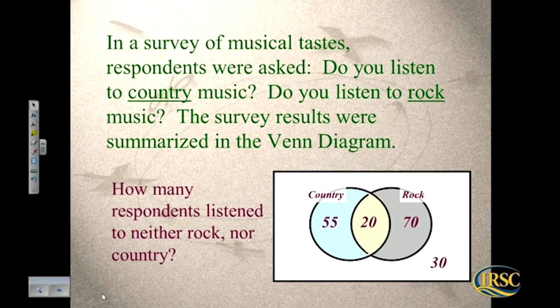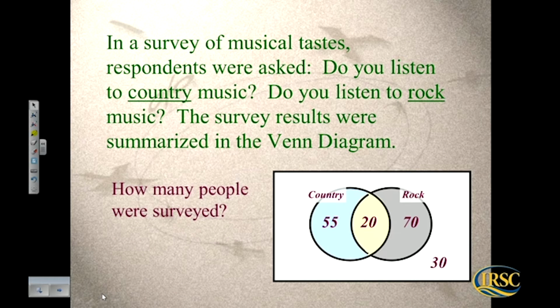How many respondents listen to neither rock nor country? 30. Good. It's that number in the white space. And how many people were surveyed? 175. Very good. So what do you have to do if you're trying to figure out how many people are surveyed? Yeah, add up all the numbers that you see in that Venn diagram. Good. So you already knew that the three inside were 145 plus that extra 30.